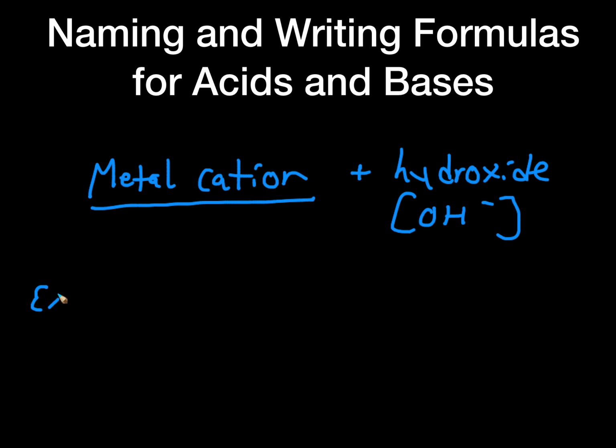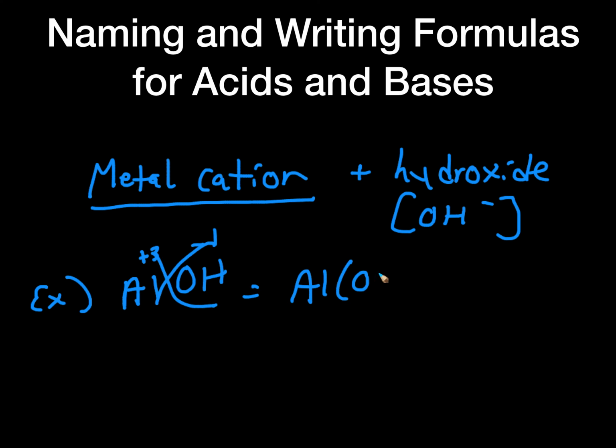So for example, say I wanted to create the formula for aluminum hydroxide, we'd have Al plus 3. Hydroxide is OH minus 1. So if I crisscross these charges, it'll be Al(OH)3. And this concludes our video on properties of acids and bases.